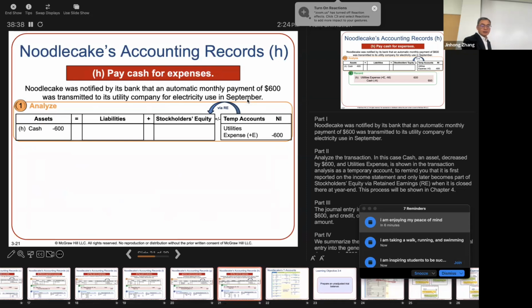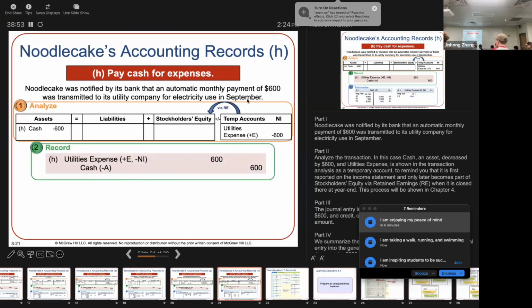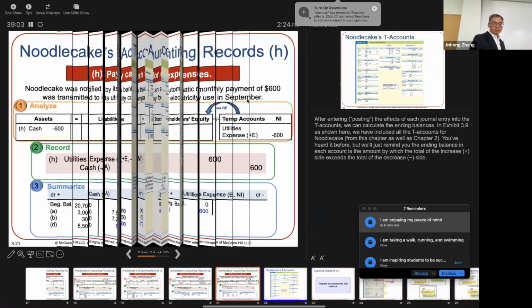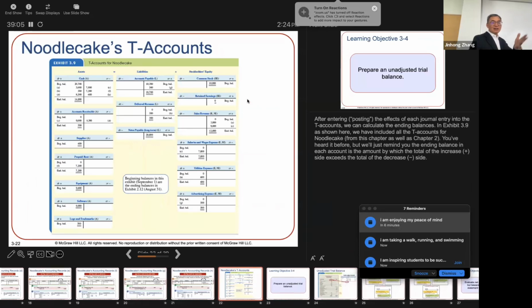Pay cash for expense. So by its bank, an automatic monthly payment of $600 was transmitted to its utility company for electricity use. Okay, cash reduced $600, utility expense you increase $600, and the impact is net income, lose $600, reduce $600. Okay. So that's how all the T accounts come together.